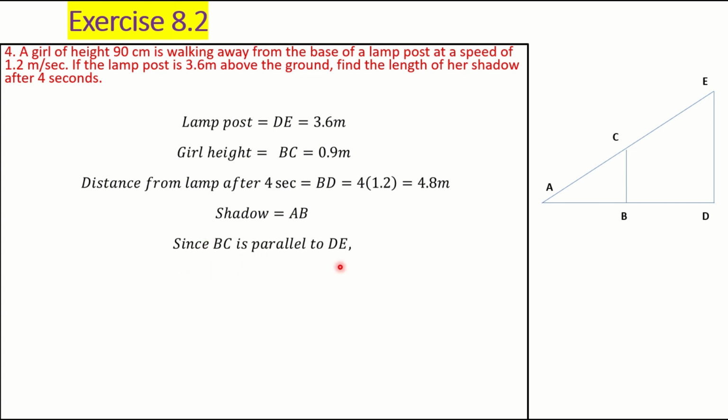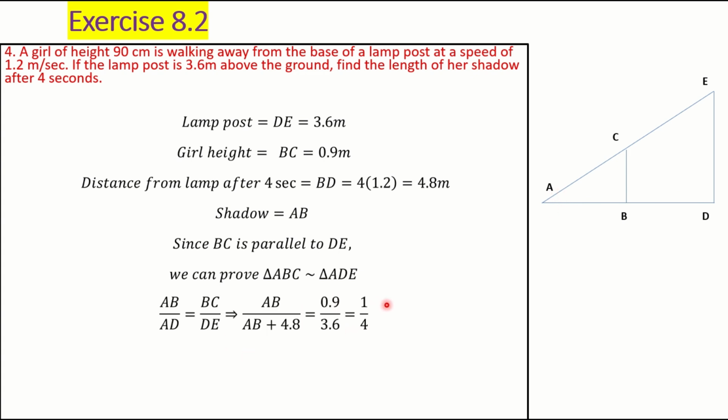So BC is parallel to DE because both are at 90 degrees to the ground. So we can prove that ABC is similar to ADE, right? Since this is parallel, 90 degrees here and 90 degrees same, and angle A is common. So ABC is similar to ADE, which means AB by AD equals BC by DE. Now AB by AD is AB plus 4.8, which is equal to 0.9 by 3.6, or 1 by 4. So we can get the AB value after simplification, which is 1.6 meters. Okay, this is the shadow of the girl. Okay, next.